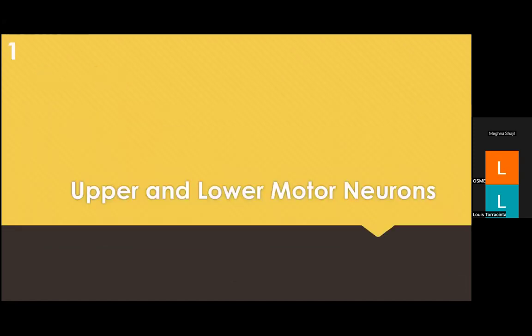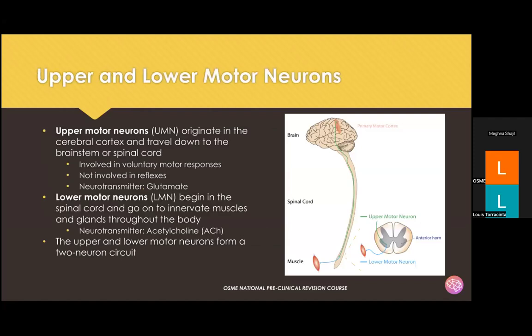So let's start with those upper and lower motor neurons. The way the nervous system is set up, and I'm sure you'll all understand this, there's basically two types of neurons. There's upper motor neurons, which originate in the cerebral cortex and travel down to the brainstem.